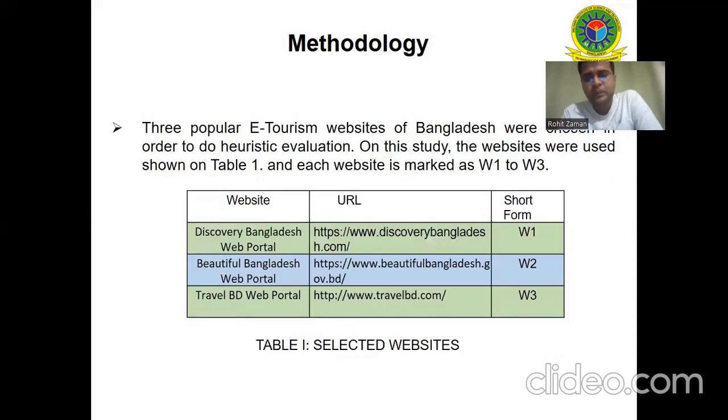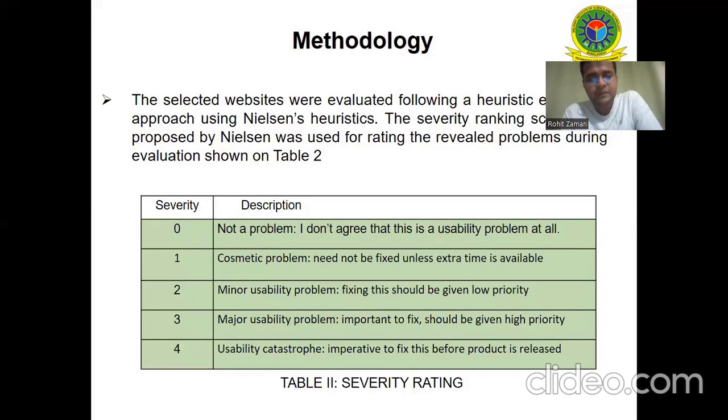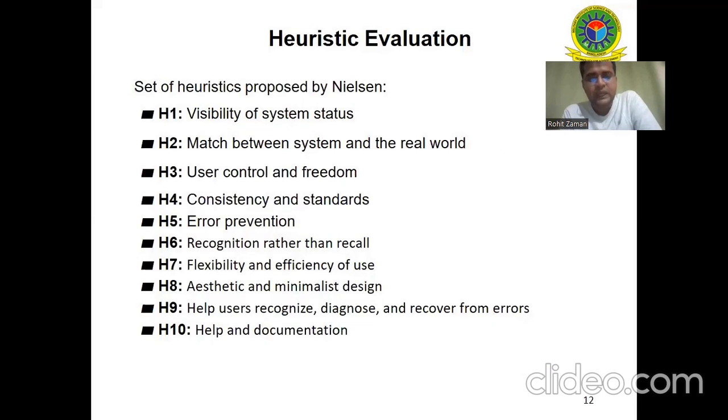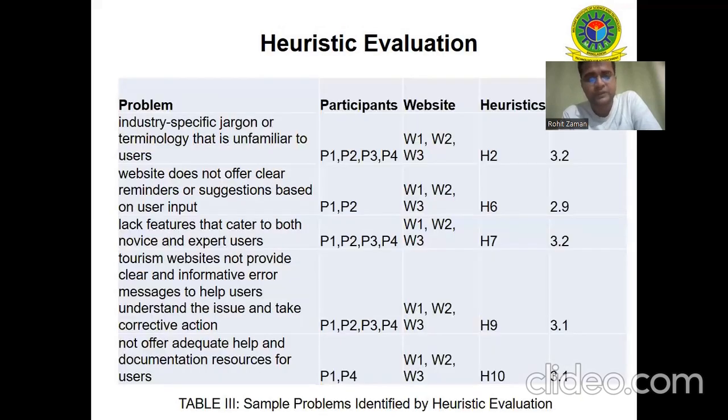So here, these are the websites we used in our evaluation. These are the most used popular websites, and these are the severity ratings that the evaluators used while evaluating the websites. And these are the heuristics for the heuristic evaluation. Basically they used the Nielsen heuristic principles, and these heuristics were provided to all the evaluators. And this is actually the summary of the participants.